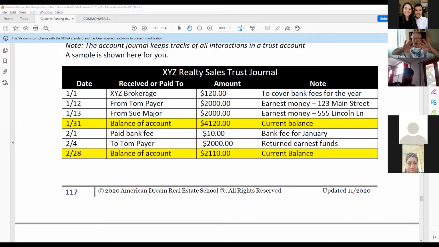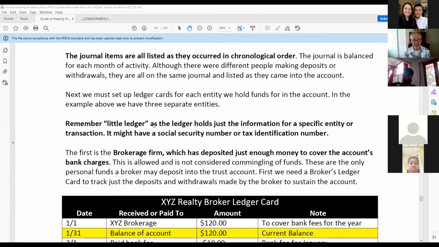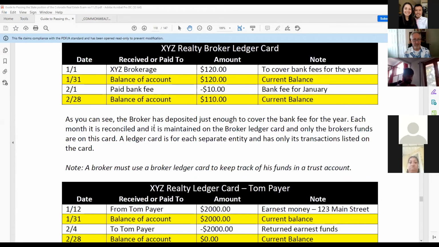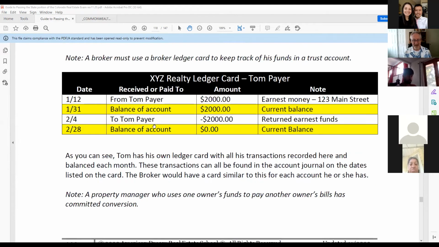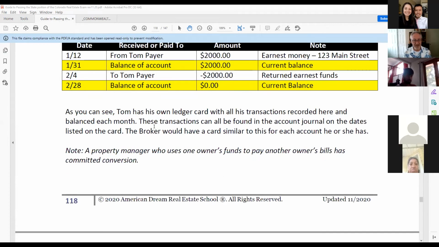So the journal is an overall big picture, and the ledgers are the individual cases on what's happening. Is that making sense now between journal and ledger? See the differences? Okay. Questions? Yes, no, maybe? All right. Trusting you guys are getting this. This is tricky stuff.